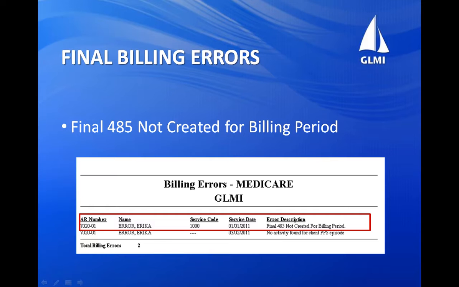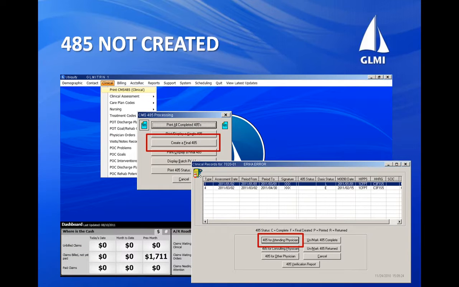record after being finalized. To correct our error 485 not created, first we'll select Clinical from Ubiquity's main menu and then print CMS 485. Next, select Create Final 485. Highlight the episode and click 485 for attending physician. This will recreate the 485. Just be sure that this order is returned in physician's orders prior to billing.